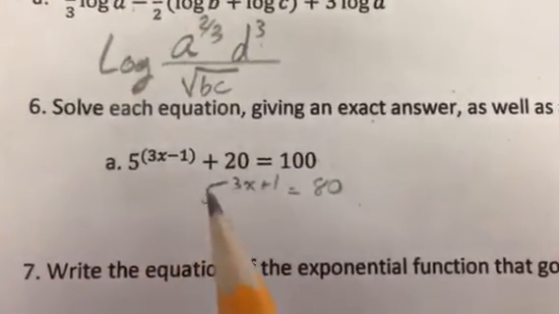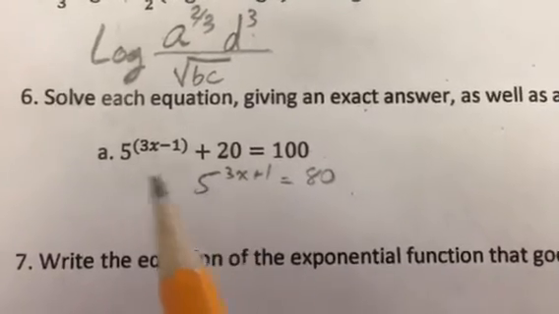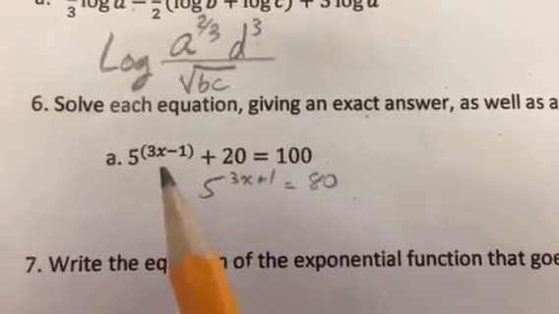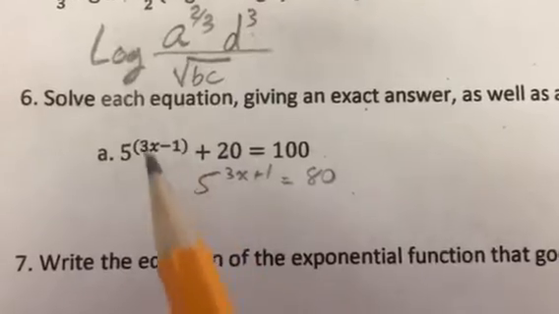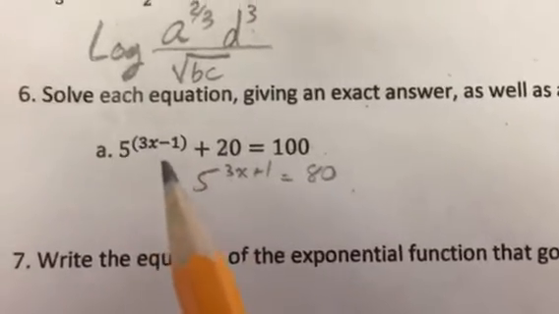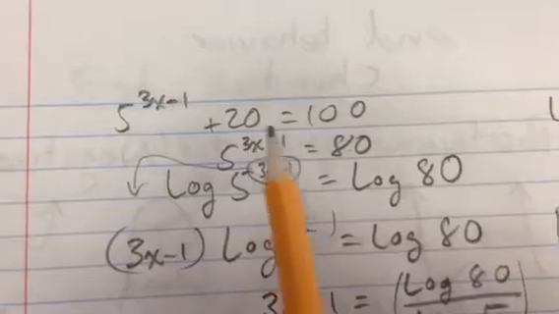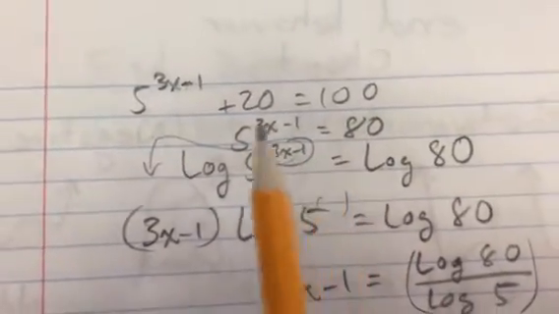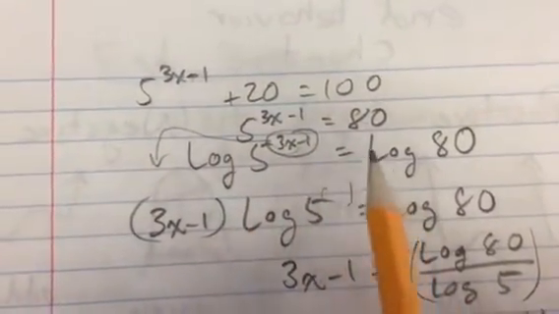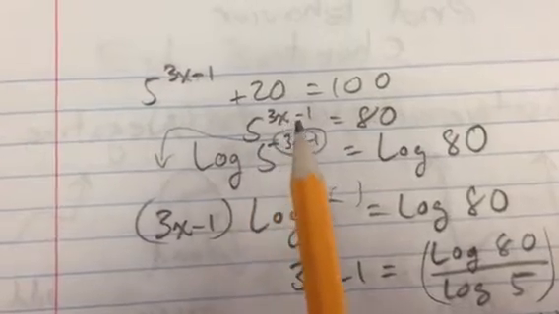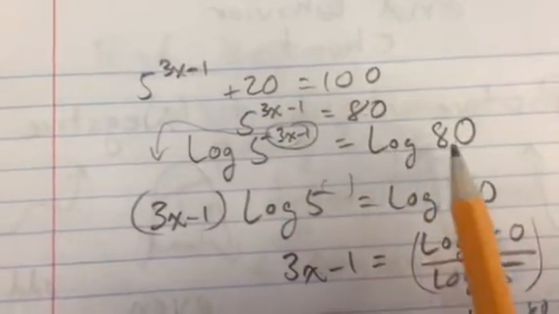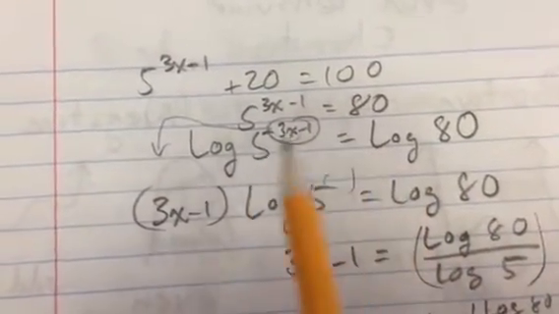This equation right here, I've got this written out on another piece of paper. To solve this equation, you have to isolate the exponential part first and then use logarithm. So I subtracted 20 from both sides, and from that, let me continue here. So here's my equation. I subtract 20 from both sides. Now I'm going to take the log of both sides. I've got log of 5 to the 3x minus 1 equals log of 80. All I've done is take the logarithm of both sides.